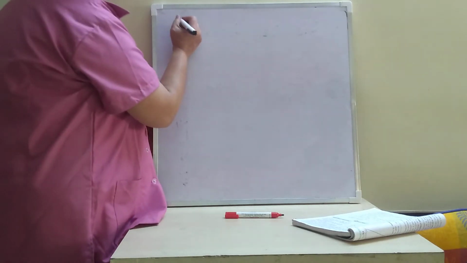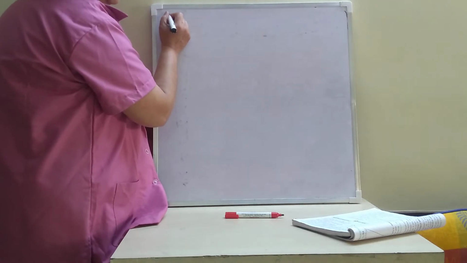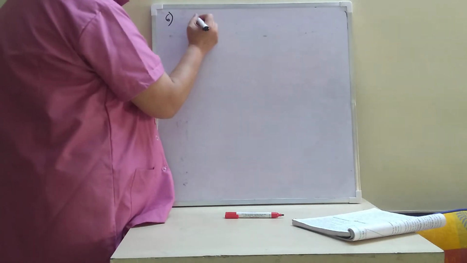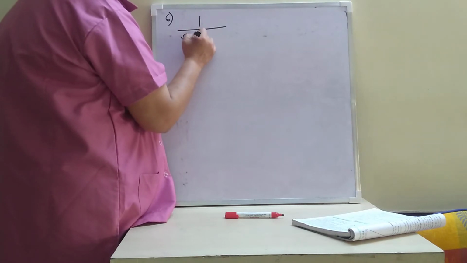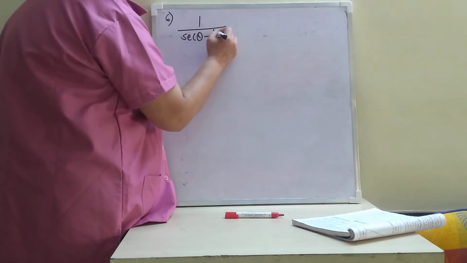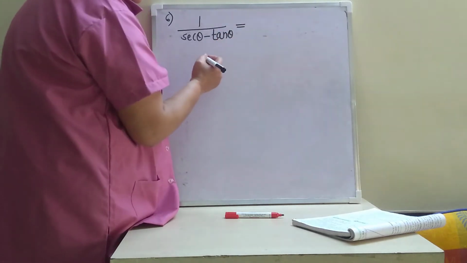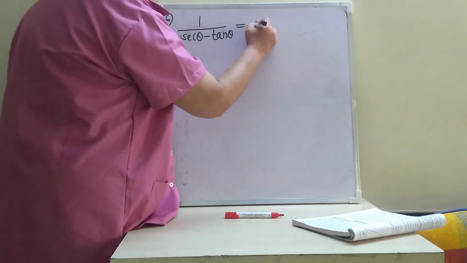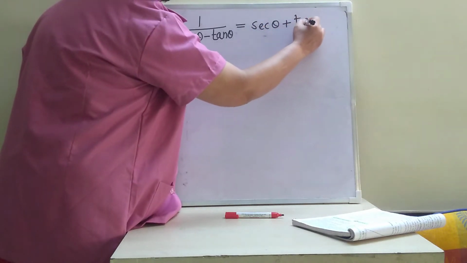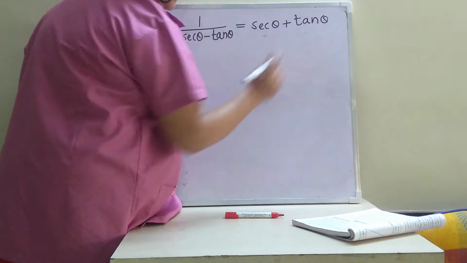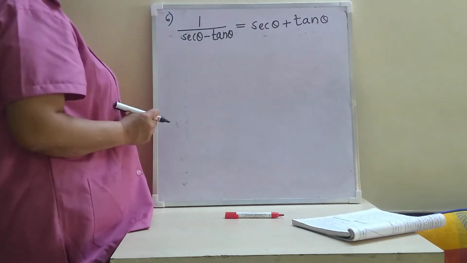What is the question? Question number 6. It is 1 upon sec theta minus tan theta is equal to sec theta plus tan theta. Okay, it is in the denominator and you have to go to the numerator.